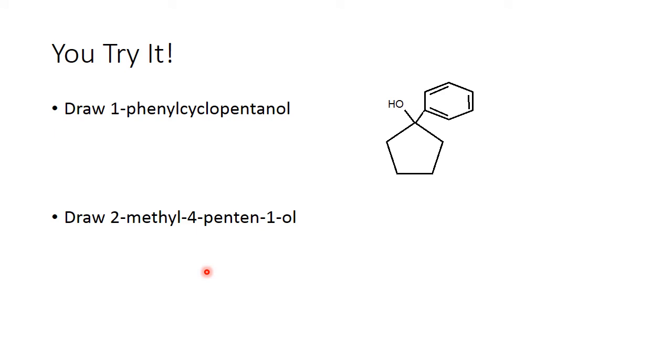Go ahead and draw 2-methyl-4-pentene-1-ol. To do this compound, the first thing you would do is draw a pentane, so a 5-carbon chain. On the number 1 carbon, you would put an ol, and on the number 4 carbon, you would put the ene. Then on number 2, there would be a methyl. So here we go, 1, 2, 3, 4, 5. The ol on number 1, the ene on number 4, and the methyl on number 2.